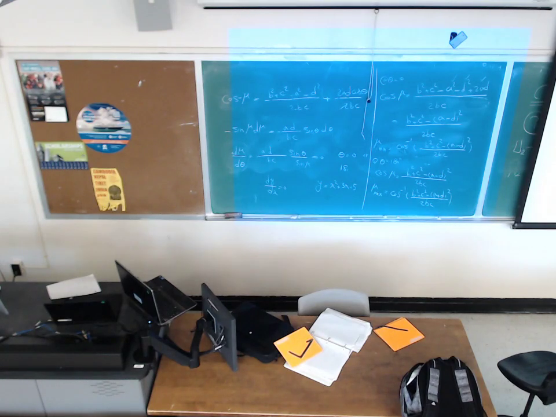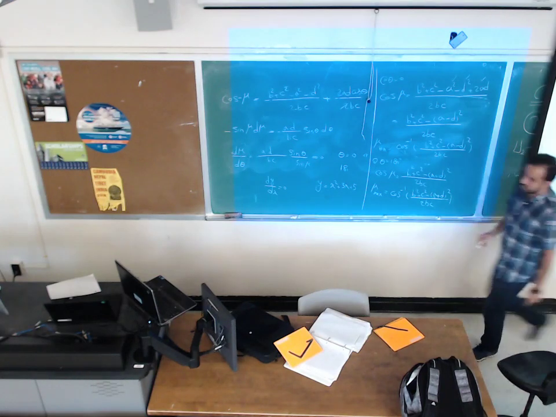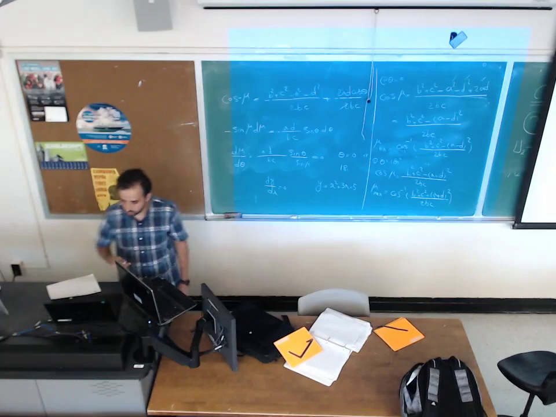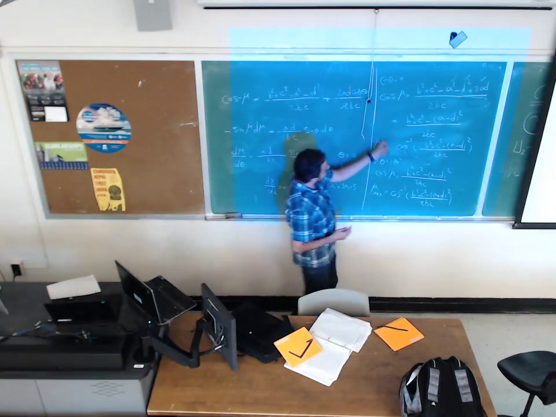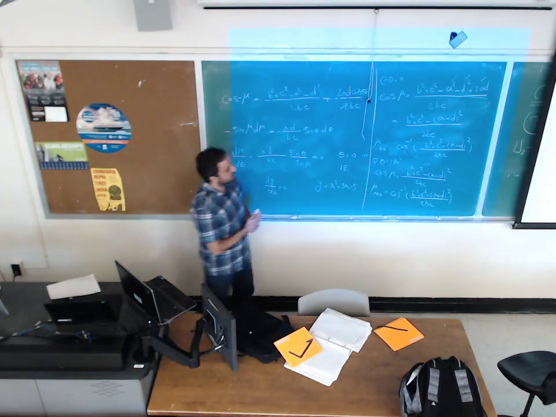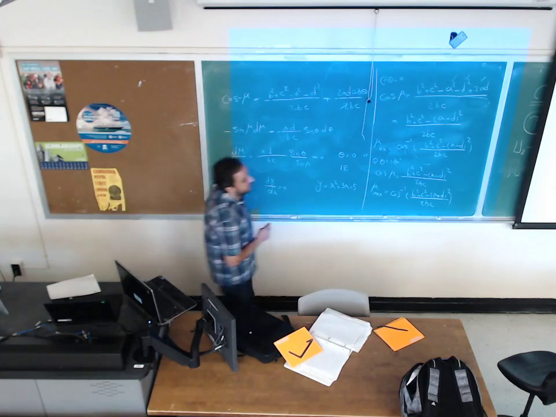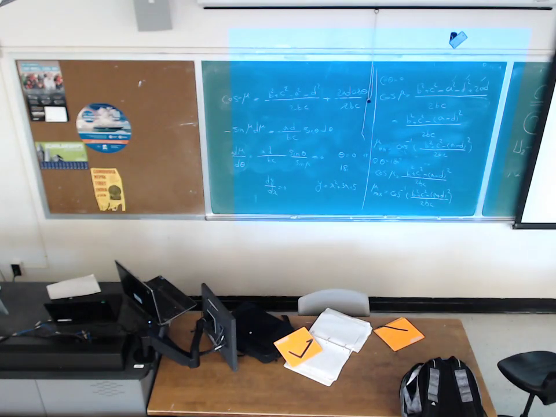Cosine of 60 is 0.5, cosine of 30 is 0.87. So it's greater than this, but 30 is less than 60. So I can say that the minimum is mu for this and the maximum is for that. Graphically, I can get these two equations as well.